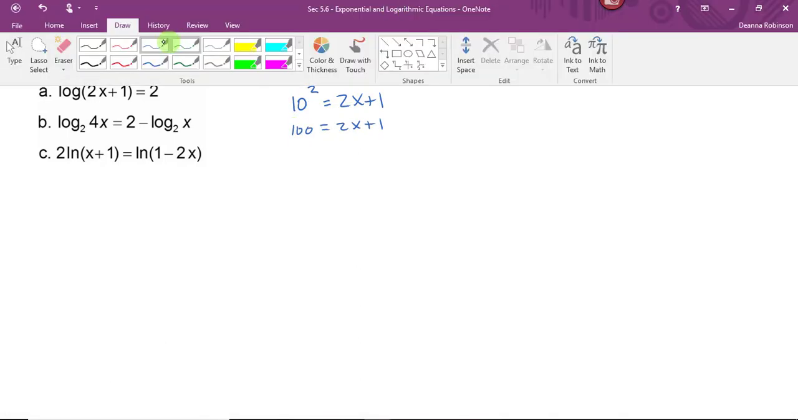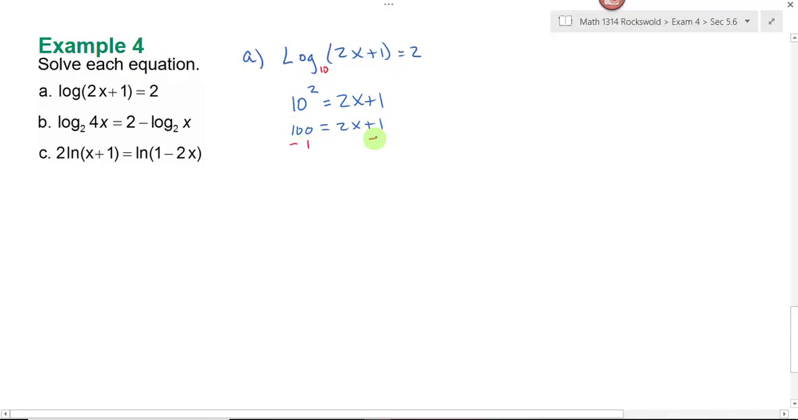How do I get that x by itself? What do I need to do? Subtract 1 from both sides, and that gives us 99 is equal to 2x. Now what? Divide both sides by 2, and I end up with x equals 99 halves.